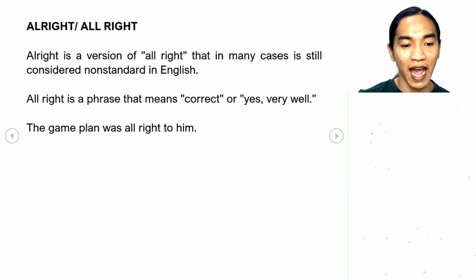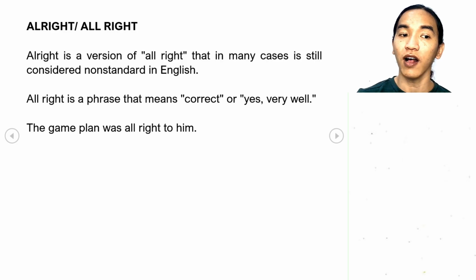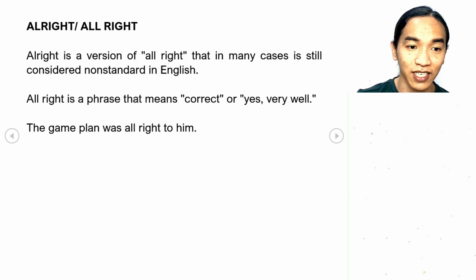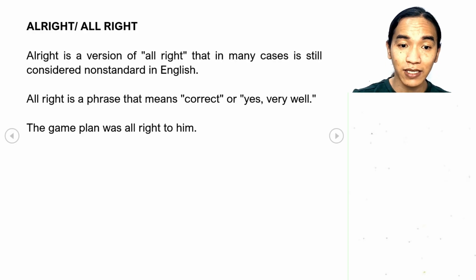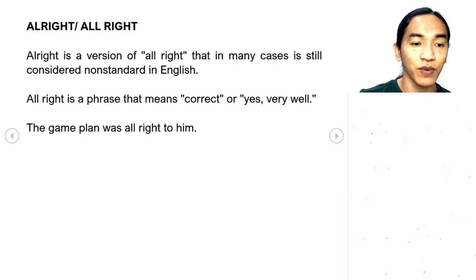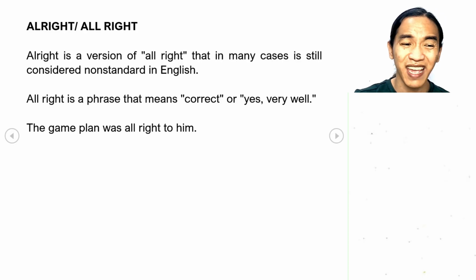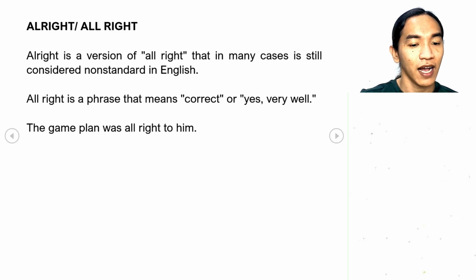Next one, we have alright and all right. Alright is a version of all right that in many cases is still considered non-standard in English. All right is a phrase that means correct or yes, very well. So the game plan was all right to him. All right, it's good. Correct, yes, it's really well. So that is all right.